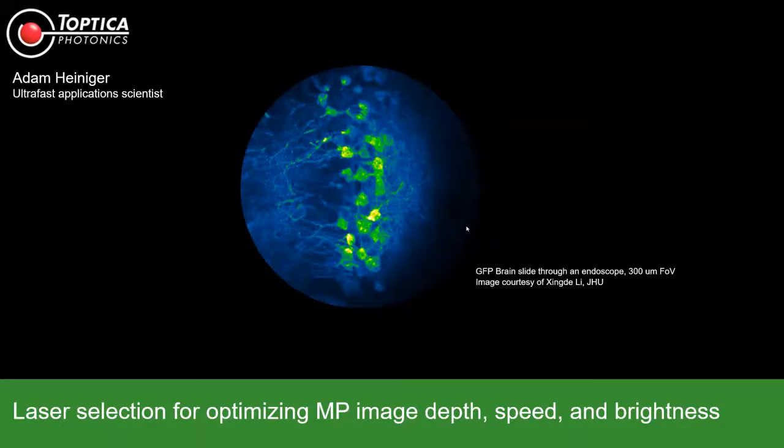So thanks for letting me speak here. My name is Adam Heiniger, and among other things at Toptica, I am an ultrafast application scientist. And I want to be clear that that means that I know a lot about our lasers and how they work, but not a lot about neuroscience. I definitely would not call myself a neuroscientist. I barely know the difference between a neuron and an axon and this kind of thing.